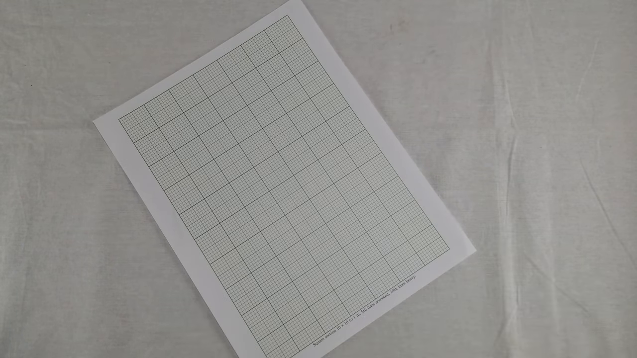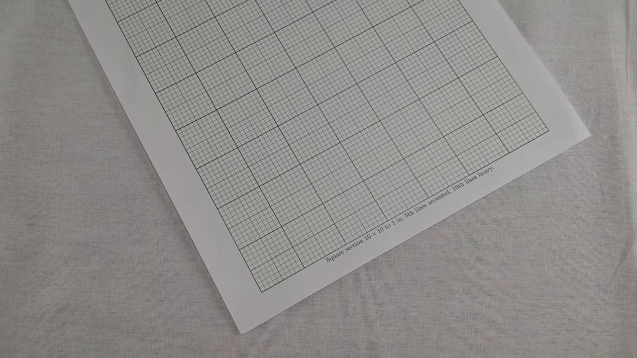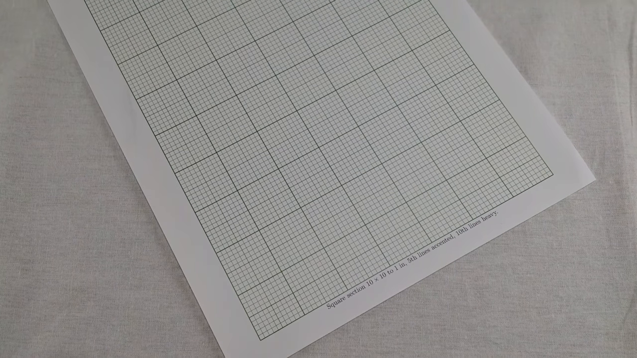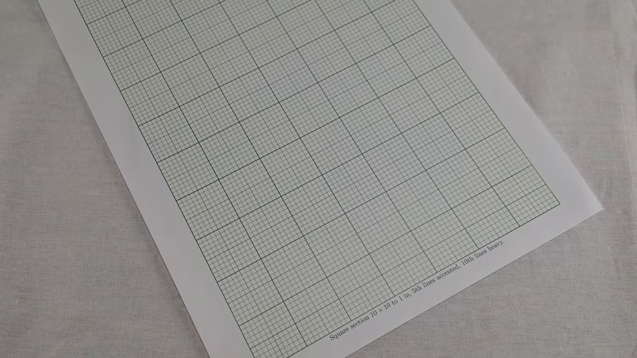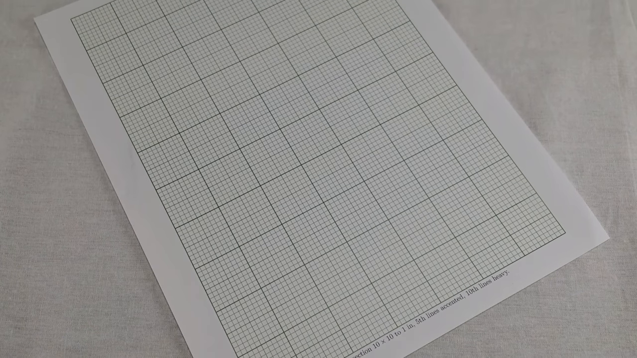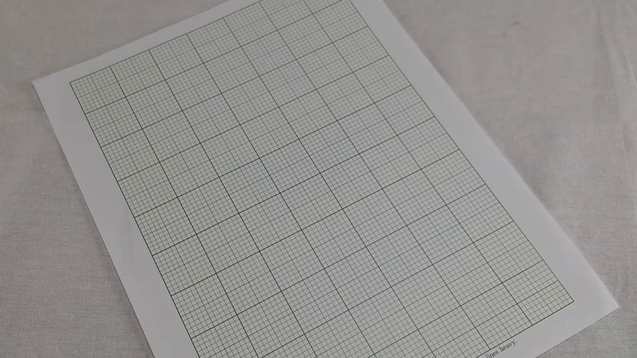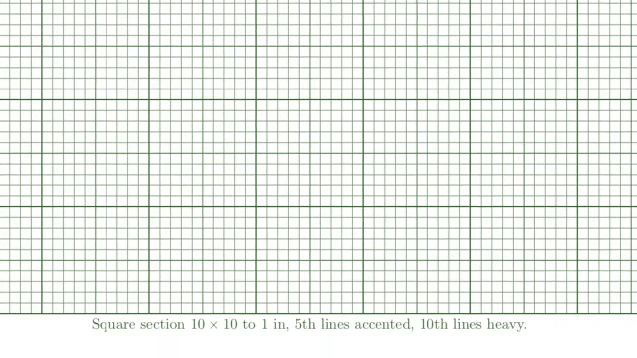Of course, you got your standard graph paper. They call that square sections, but they're a bit more deluxe than what you'd typically see today. The grids don't run all the way to the side of the paper. It gives you a nice, clean, professional look. And they also typically have certain lines bold, like this particular sheet is called 10 by 10 to 1 inch, 5th lines accented, 10th lines bolded.